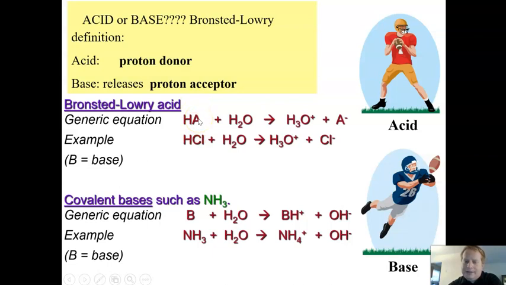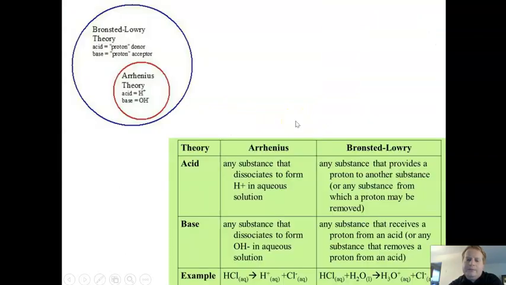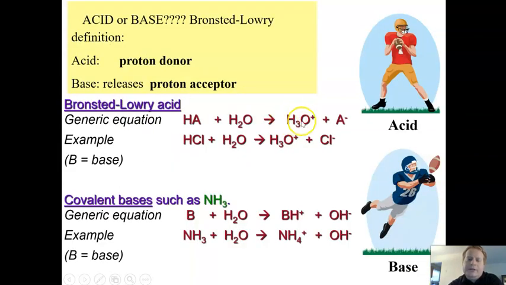So this is our generic acid. You'll see a lot of this. It looks like laughing, but it's the generic formula for an acid: H attached to A. And here's our generic equation. It reacts with water to make, this is a new term, this is important, hydronium. So we made hydronium, and then we leave behind the anion.